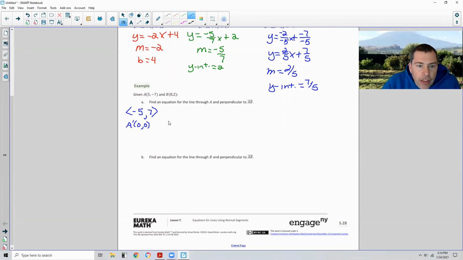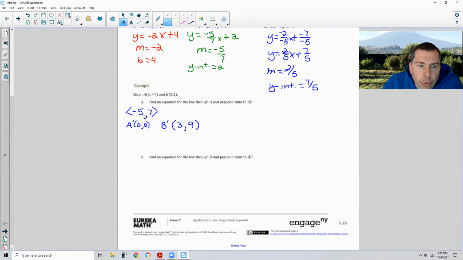Okay, and now I need to find B prime. So B prime will be the point (8, 2) moved the same direction. 8 minus 5 brings us to 3, and 2 plus 7 brings us to 9. So our segment is now at the origin, and the other end is at (3, 9). All righty. So find the equation for the line through A perpendicular to AB. All right.